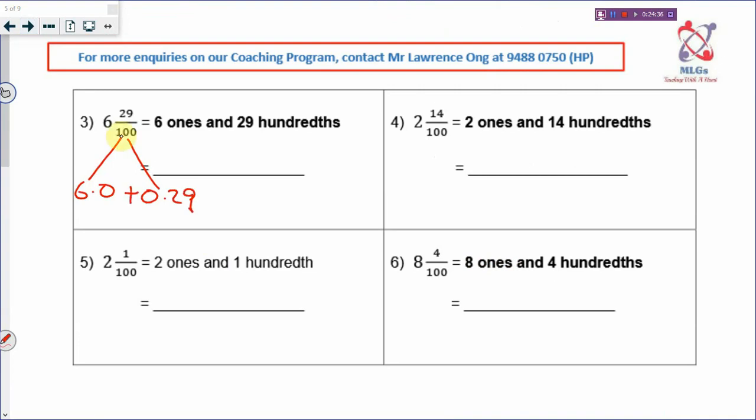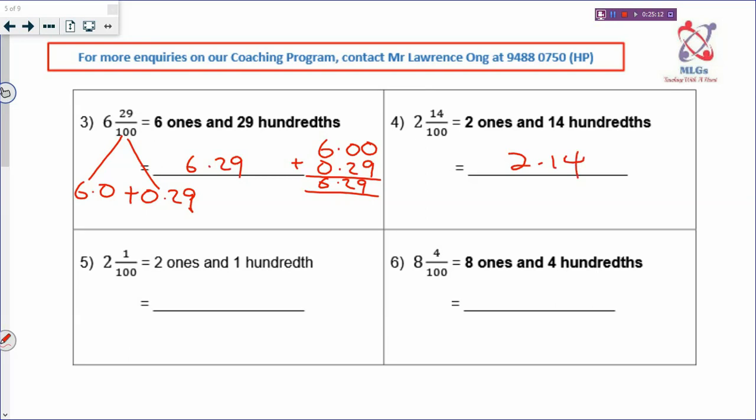Now, when you plus or minus decimals, usually I will not do mental sums. I will do working. So 6.0 plus 0.29, and you will see that there's something missing. There's a digit missing, which is the blank space over here. So you add one more zero. It becomes 6.00, which is the same as 6 plus 0.29, and your decimal will be 6.29.